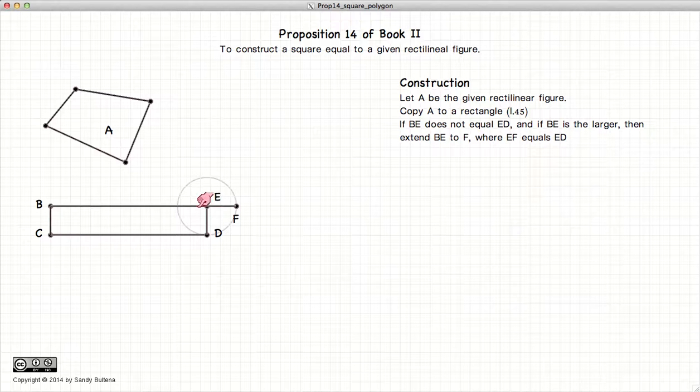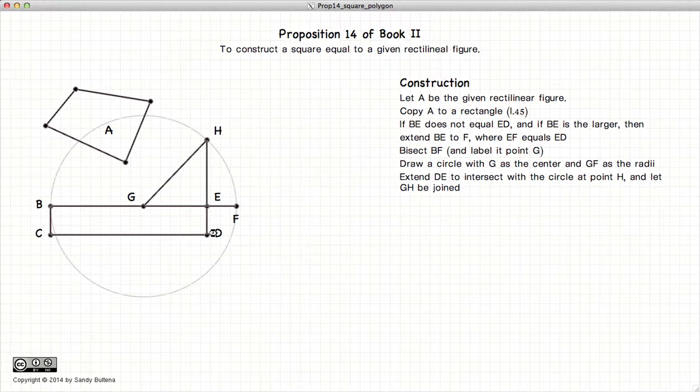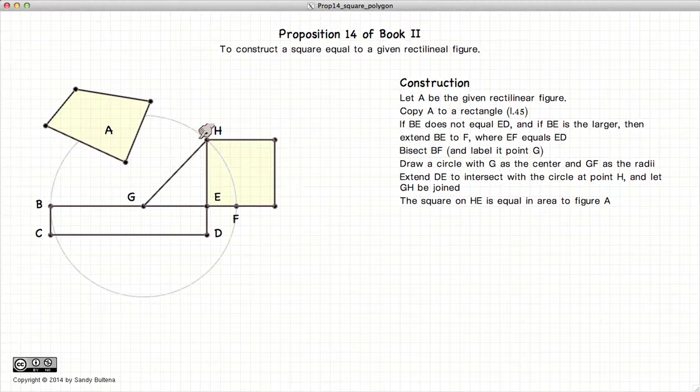Now, if BE doesn't equal ED, then it's not a square. So we must extend our line BE to the point F such that this line EF is equal to ED. Now we bisect BF at point G, draw a circle with G as the center, GF being the radius, extend the line DE up to point H where it intersects our circle, and draw a line from the center of BF to H. Draw our square on EH, and now the area of this square is equal to the area of our original polygon.